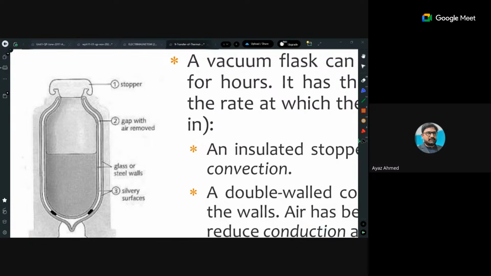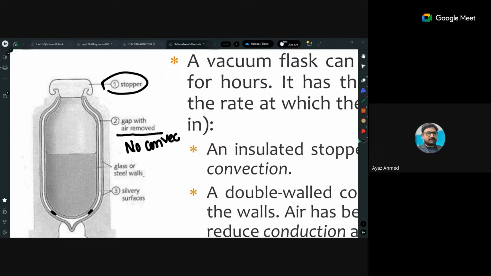First of all we come to the top. Hot stopper, it prevents the energy loss, that is, heat energy loss through convection and evaporation. Okay? Got it? Gap with removed air, it prevents convection. Okay, so there is no convection if you have removed the air.